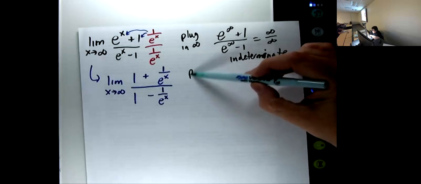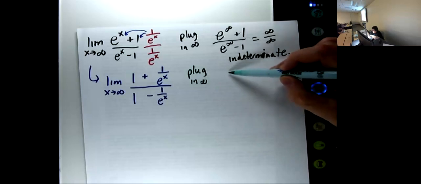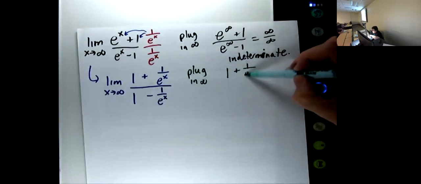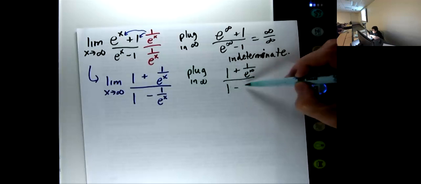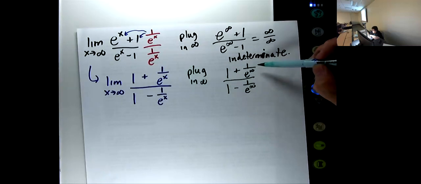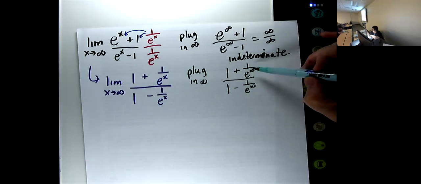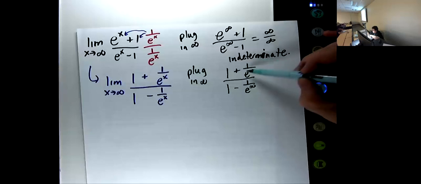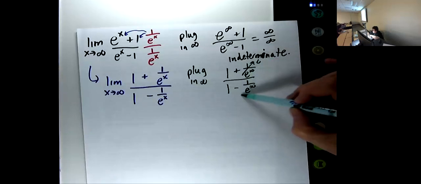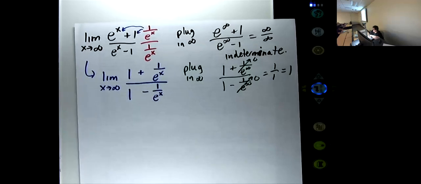If I look at plugging in infinity now, do I get an answer? 1 plus 1 over e to the infinity, 1 minus 1 over e to the infinity. This is a really, really big number on bottom. When you have 1 over like 6 trillion, the decimal equivalent is basically 0. That goes to 0, that goes to 0, and we're left with 1 over 1, which is just 1. So the limit on that problem is 1.